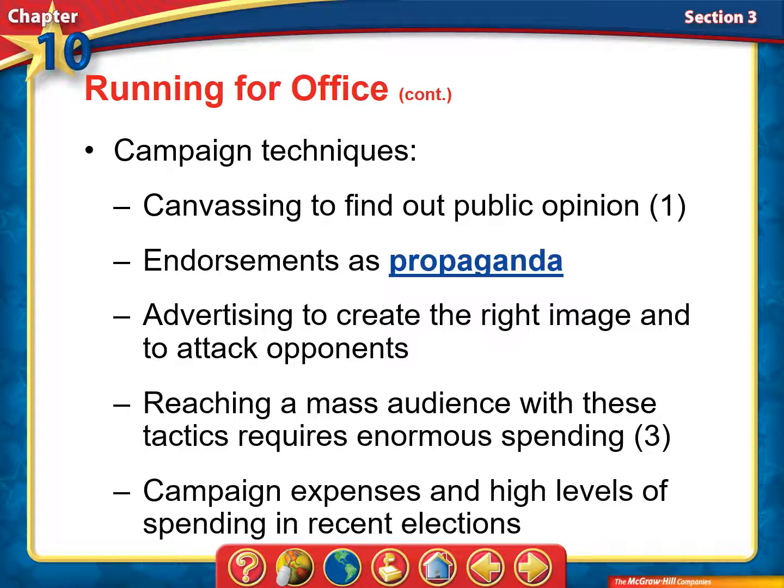The bigger the election, the higher level of spending. Every election tends to get more expensive because to reach the larger audiences are going to require a greater degree of spending.